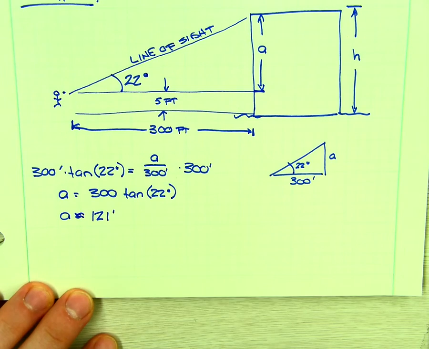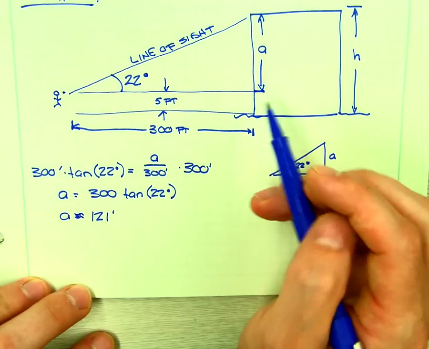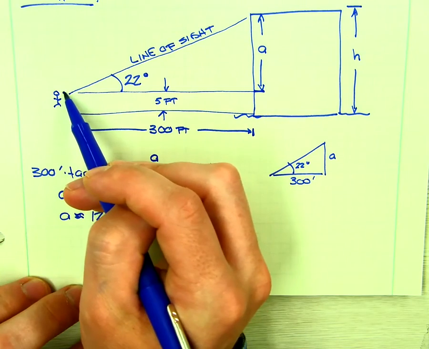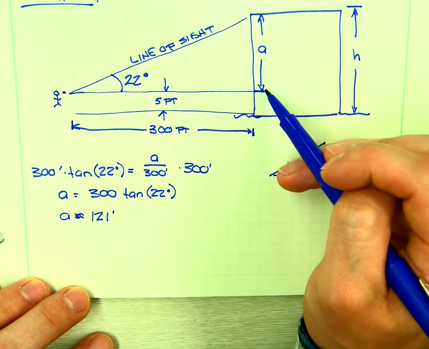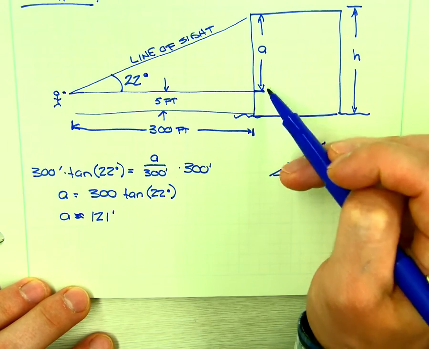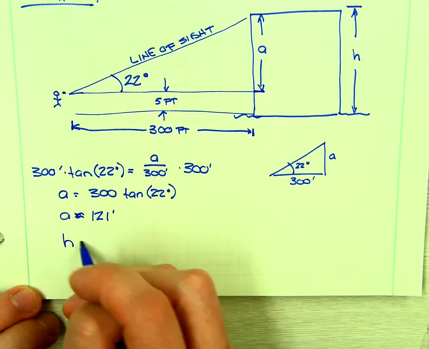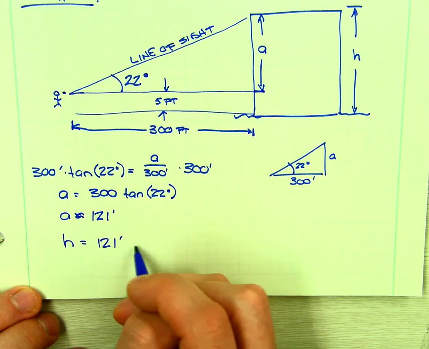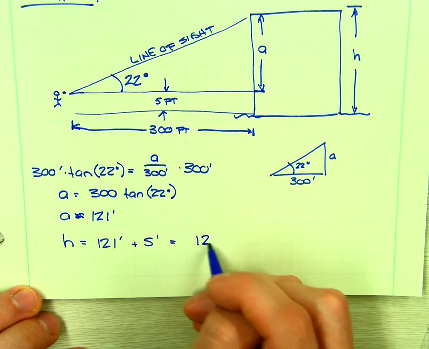It's about 121 feet. Now what is the total height of the building? Remember, you can't forget that where he was measuring from was 5 feet off the ground. So if this is 121 feet, then this right here is going to be 5 feet. And so the height is going to be 121 feet plus 5 feet, which is equal to about 126 feet.